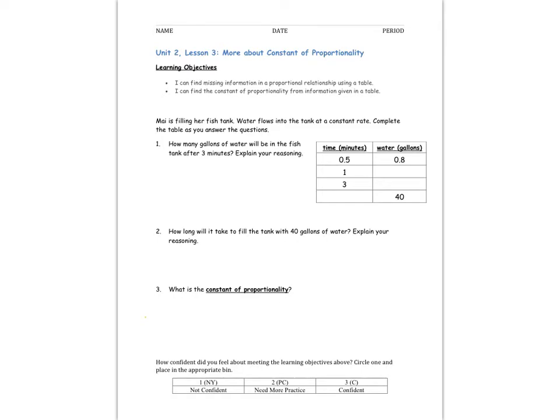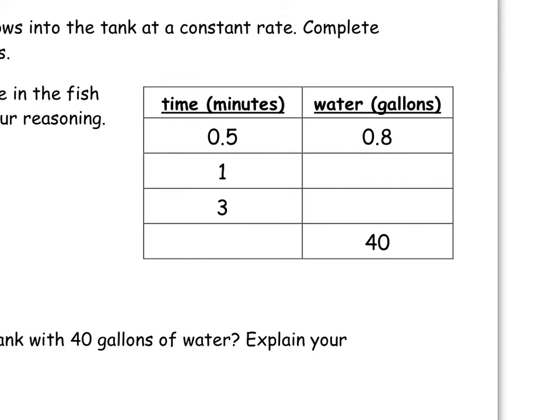So the first question is, how many gallons of water will be in the fish tank after 3 minutes? Explain your reasoning. There are a couple of different ways that we can look at this. What we can do is work our way down the table to determine what the numbers are, and that's kind of like what we did in Unit 1 with scale factors. So if I go from 0.5 to 1, that's doubling, so I'm going to multiply by 2. I need to apply that same idea on the right side as well. And 0.8 times 2 is 1.6.